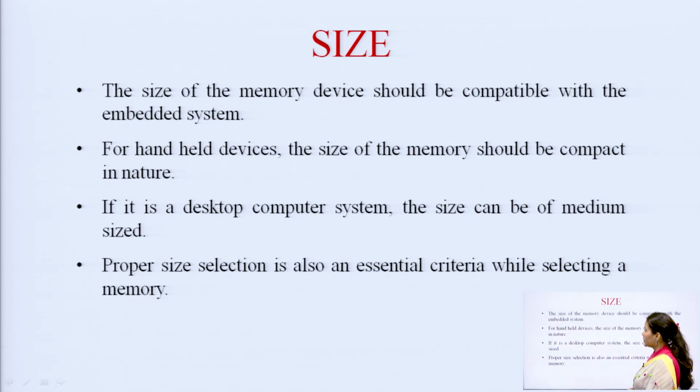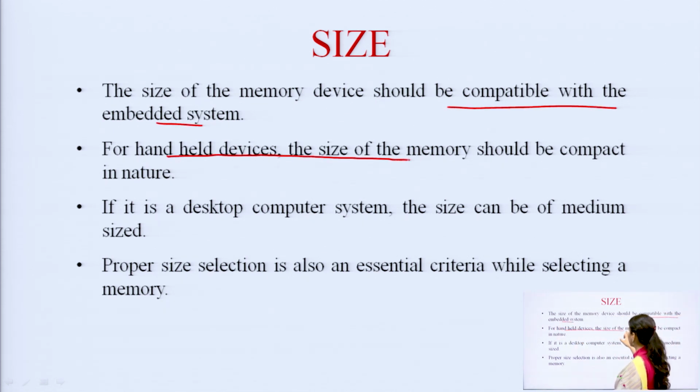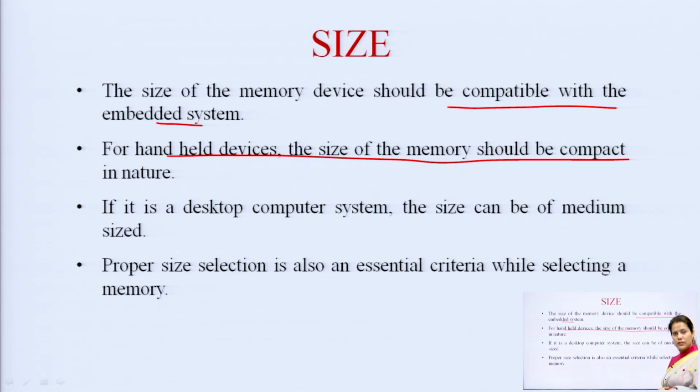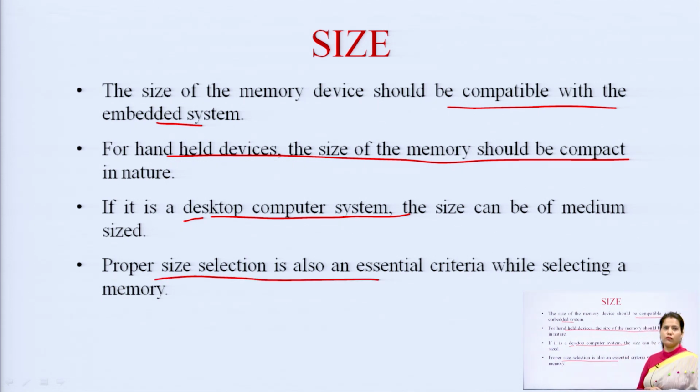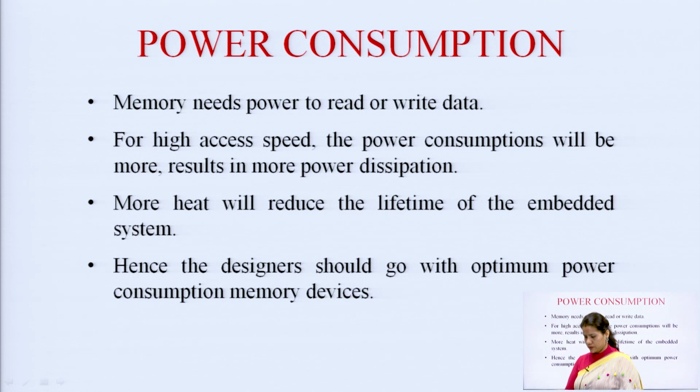Size, this is about the physical size. The memory chip should be small enough so that the overall physical size of our gadget does not get affected. So, it should be compatible with the embedded system. For handheld devices, the size of the memory should be compact in nature. If it is a desktop computer system, the size can be medium. When we are using the desktop system, the size is not a big issue. So, proper size selection is very important while selecting a memory for our application.